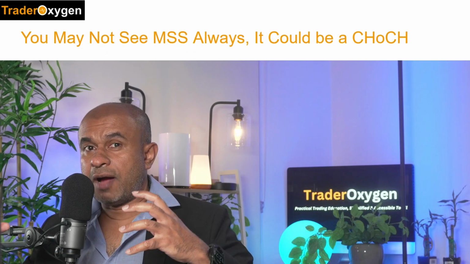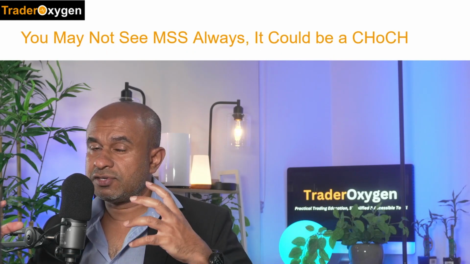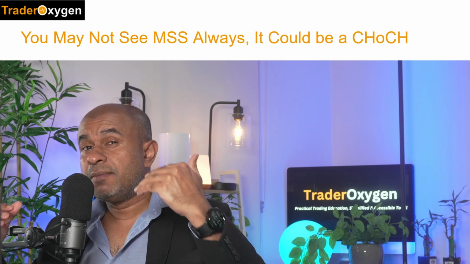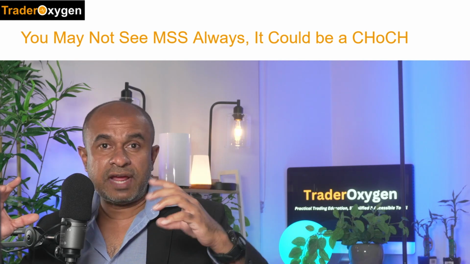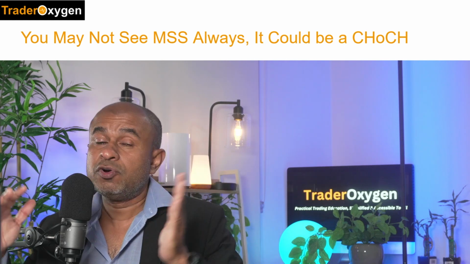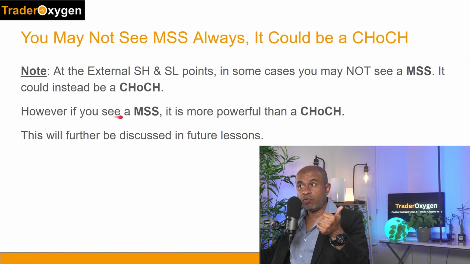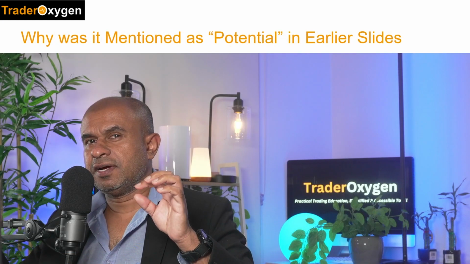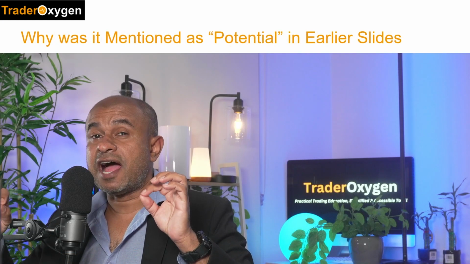Okay, so up to this point we were talking about market structure shifts in the external swing points. However, sometimes you may not see a market structure shift at those external swing points, and it could be a simple change of character. However, if you see a market structure shift in the external swing points, meaning at the higher time frame external swing points, it's more powerful than a change of character. Okay, let's see what's next. So you might have noticed in the previous slides, the word potential was highlighted and underlined.